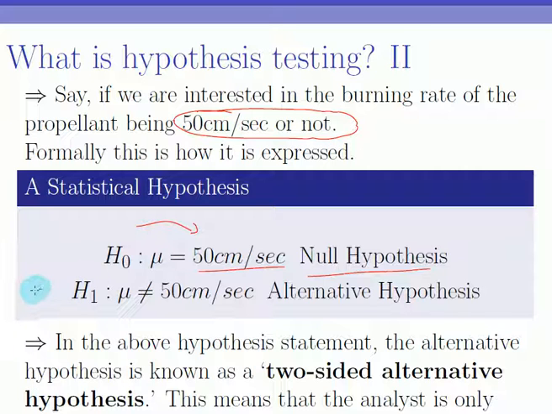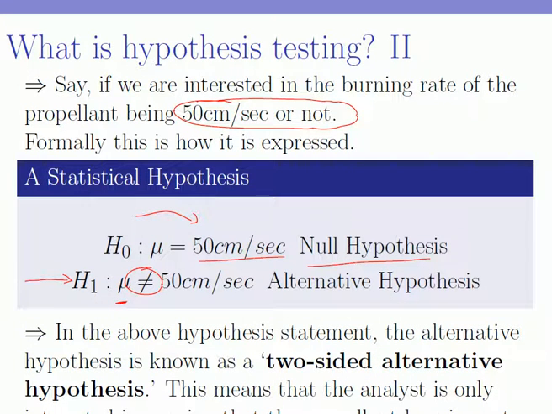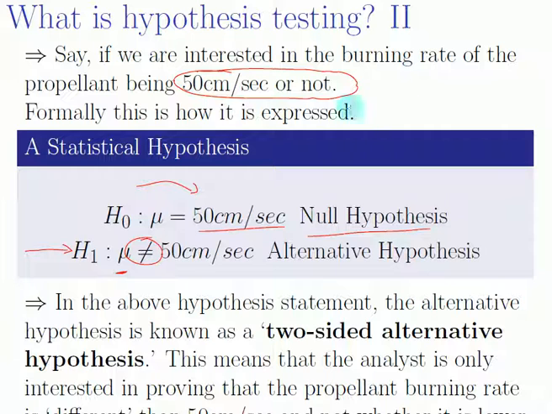And the alternative hypothesis, or the research hypothesis, is where you're saying that mu, the population mean, is not equal to 50. This statement is what we call in statistics a two-sided alternative hypothesis, because it doesn't matter which side it falls. All you're really testing is that this burning rate is different than 50. You don't care whether it's higher or lower. That's the reason it's called a two-sided alternative hypothesis.